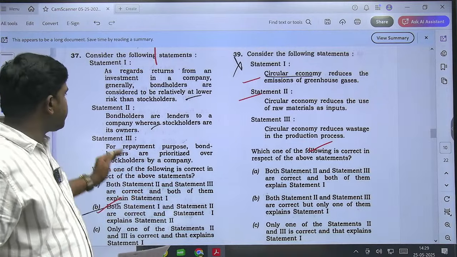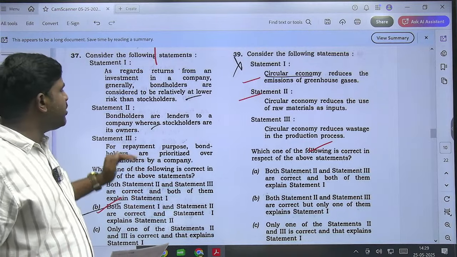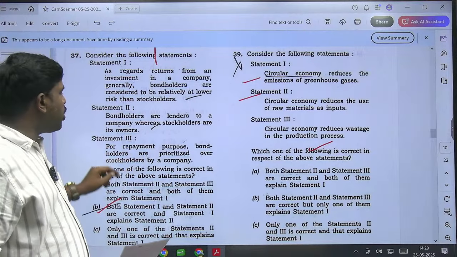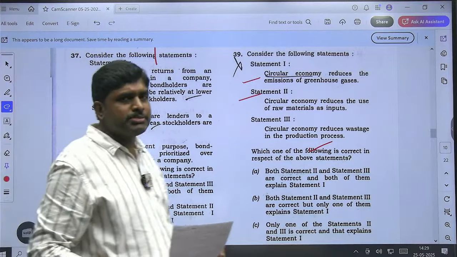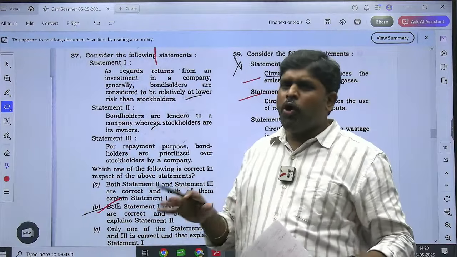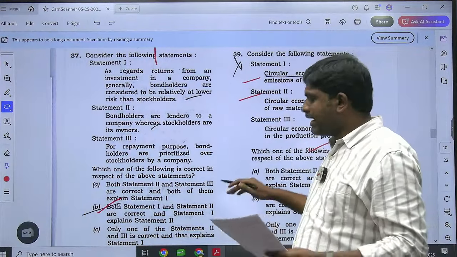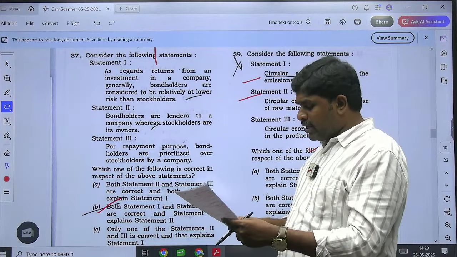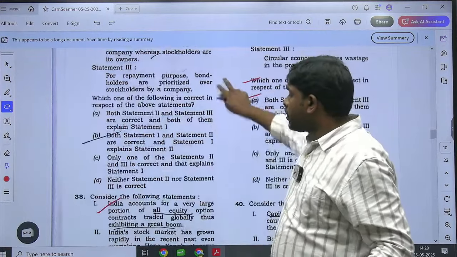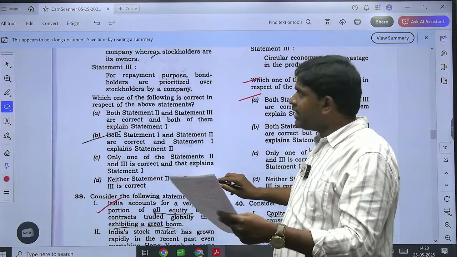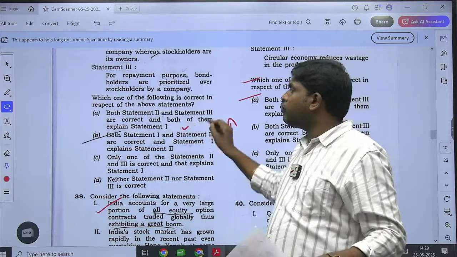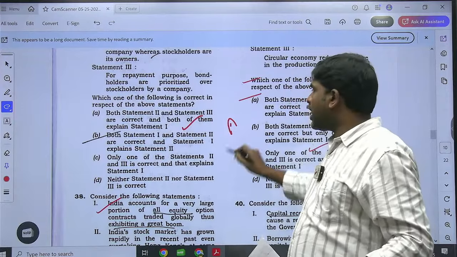at lower risk. Bondholders are lenders to a company whereas stockholders are its owners. For repayment purpose, bondholders are prioritized over stockholders by a company. So core economy question it is 37th. So answer is 2 and 3 all are correct. Yes. Answer is 36th. 37th, the answer is A. Both statements 1 and 2 are correct and both of them explain statement 1. Answer is A.